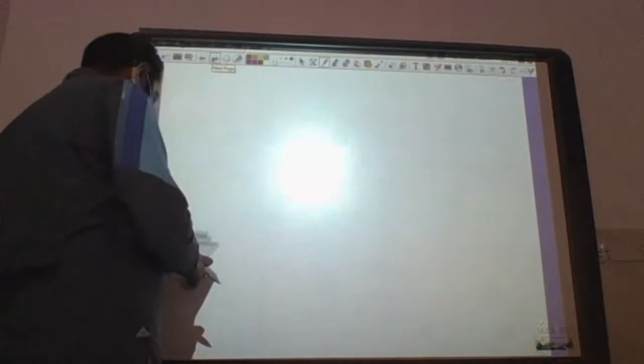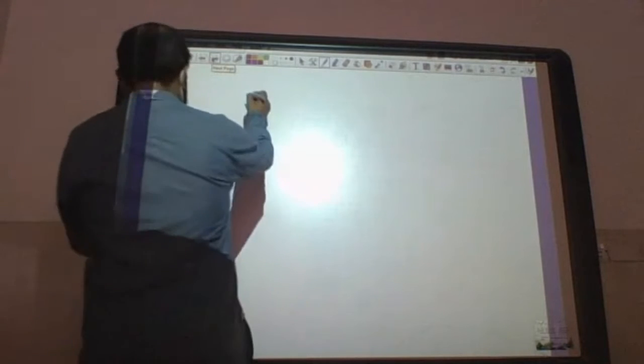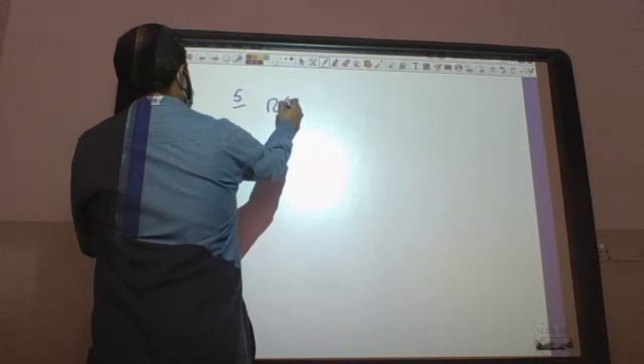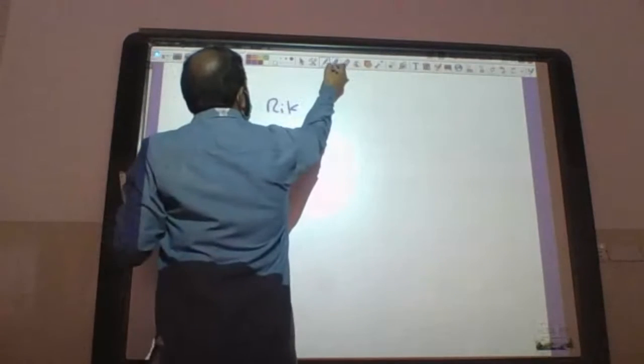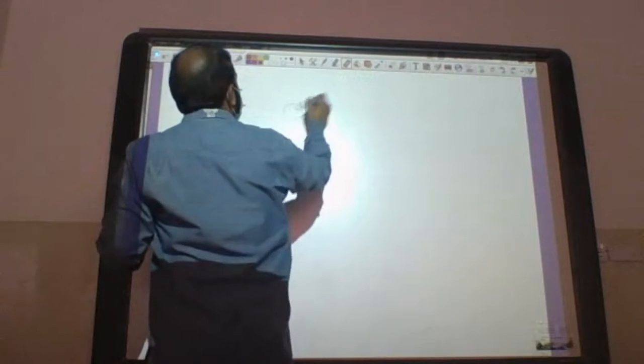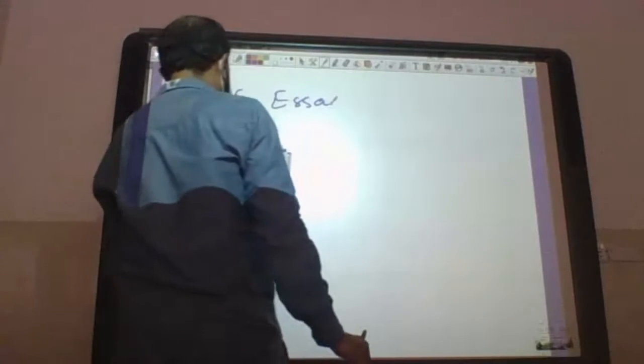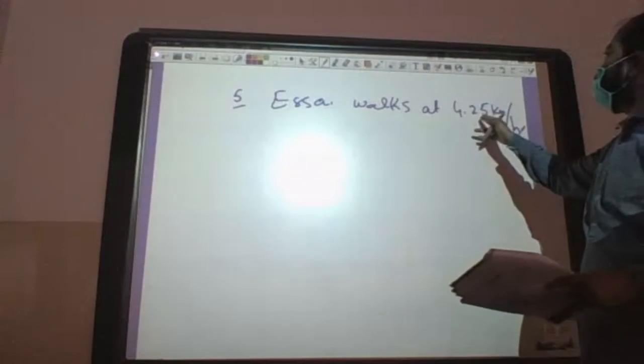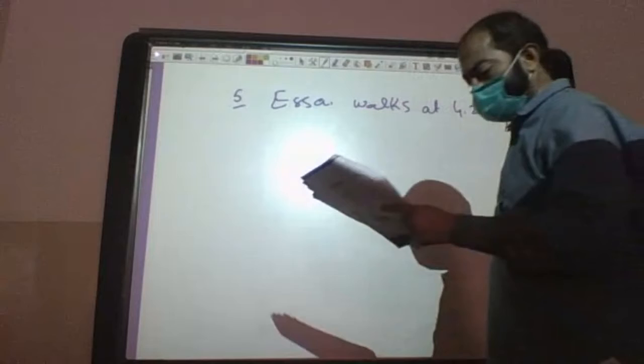Now let me ask a few questions. Question number 5. Okay, Isa. So he can walk at 4.5 kilometer per hour. Is it possible Isa can walk 4.25 kilometer per hour?